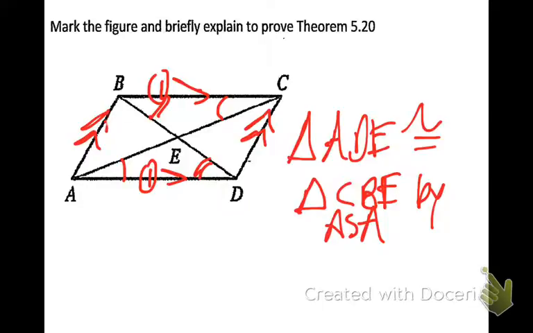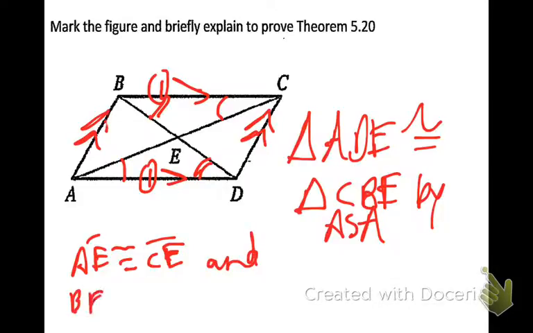Yeah. AE is congruent to CE, and we could also say BE is congruent to ED, and that's by CP. Okay. Everybody have it? Any questions? Okay.